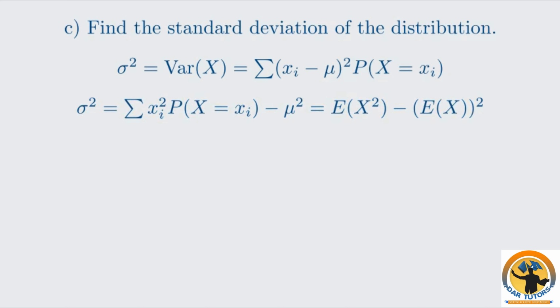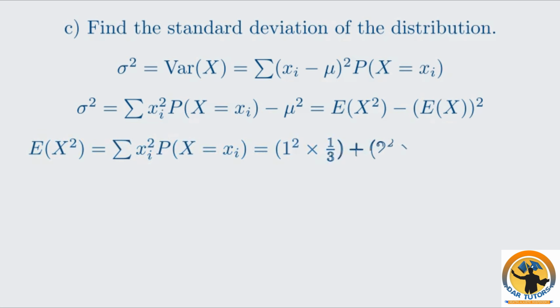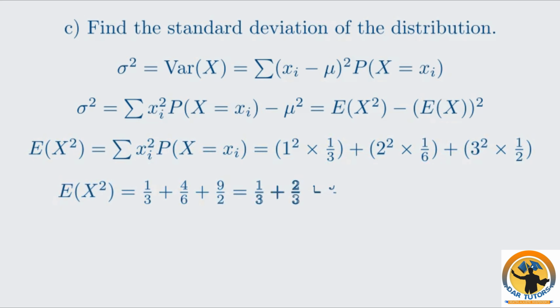Let's calculate E of X squared first. E of X squared is the sum of each outcome squared times its probability. So it's 1 squared times 1/3 plus 2 squared times 1/6 plus 3 squared times 1/2. This simplifies to 1/3 plus 4/6, or 2/3, plus 9/2. The sum is 31/6.